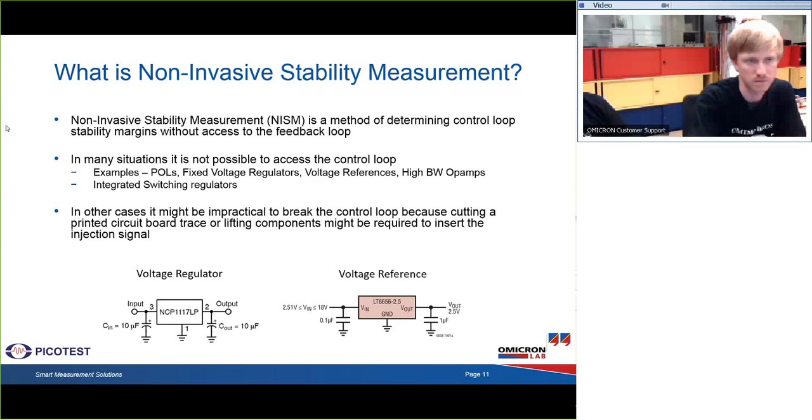I've included just a couple of schematic examples here that show 3 terminal devices that only have input, output, and ground pins, and no place to provide an injection signal. And in other places, there might be a prohibition to measuring the Bode plot because it would require either removing components or cutting printed circuit board traces.